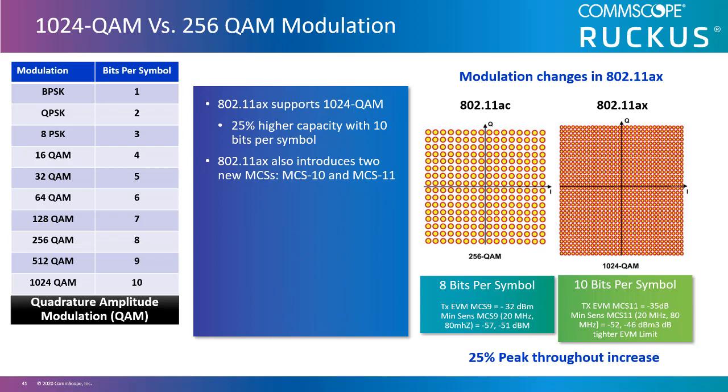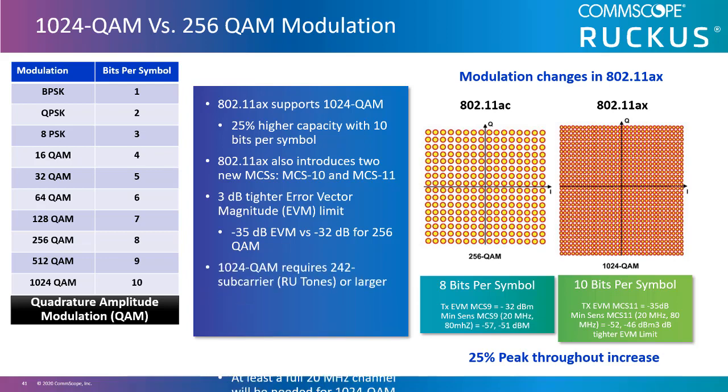802.11ax also introduces two new optional modulation coding schemes, MCS10 and MCS11. Due to the denser constellation, a 3 dB tighter error vector magnitude or EVM limit is applied. So we're looking at a negative 35 dB EVM versus a negative 32 dB for 256 QAM. 1024 QAM can only be used with 242 subcarriers or tones or larger. This means that at least a full 20 MHz channel will be needed for 1024 QAM.